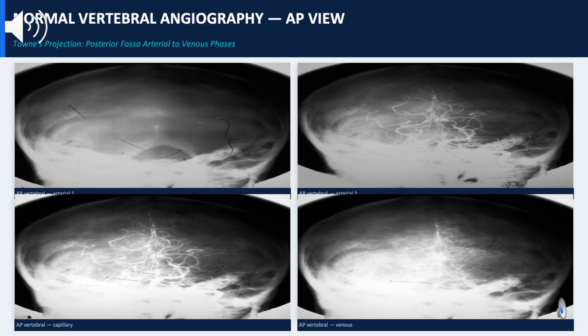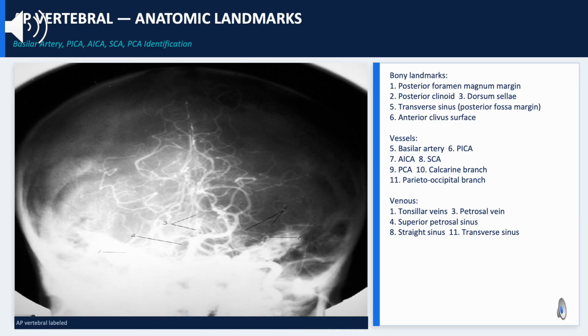The AP vertebral view is essential for identifying bilateral PICA, bilateral AICA, and bilateral SCA origins. Asymmetry between sides is immediately apparent on this projection. These anatomic landmarks on the AP vertebral image are the reference framework for posterior fossa angiography.